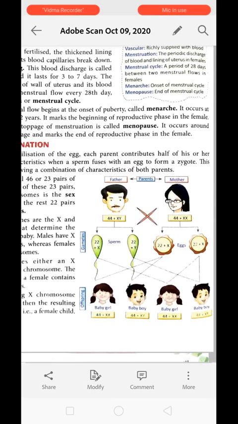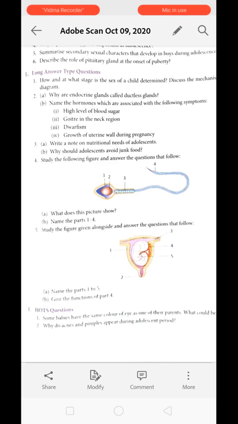Next question. Question number 2. Why are endocrine glands called ductless glands? Because endocrine glands do not have duct to release their secretion. They release their hormone directly into blood. That is why they are called ductless glands.